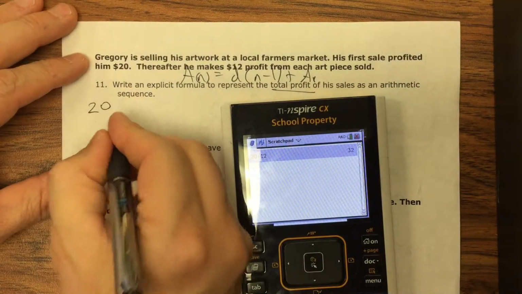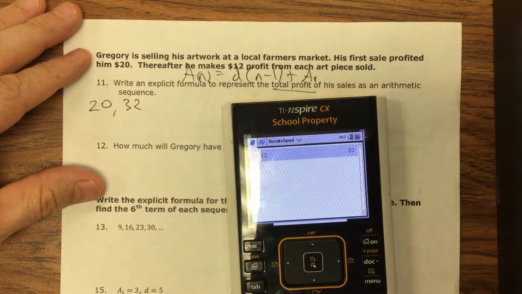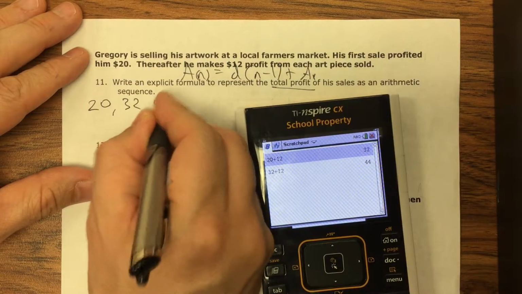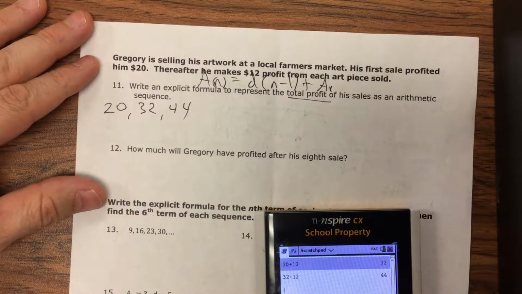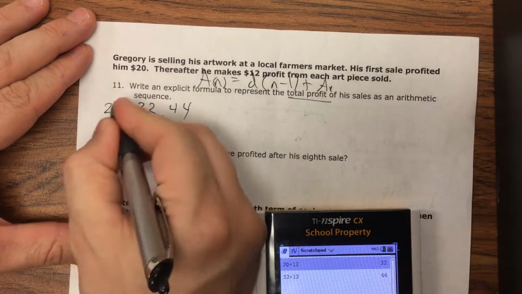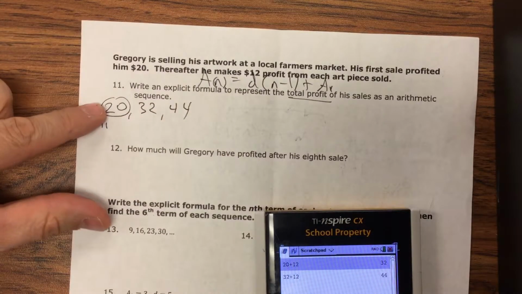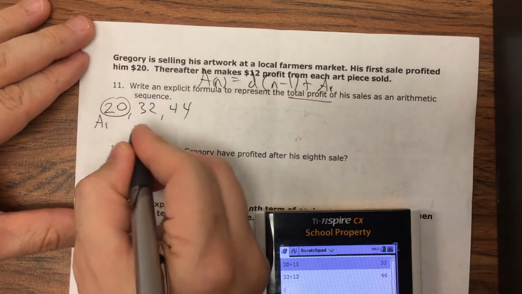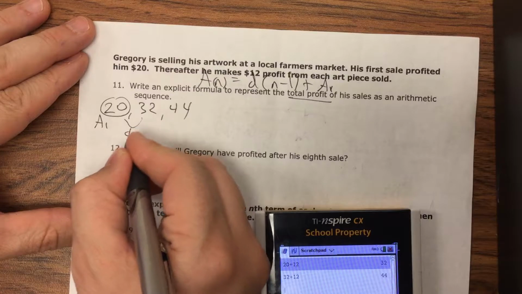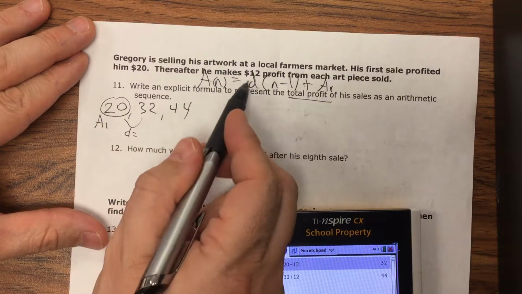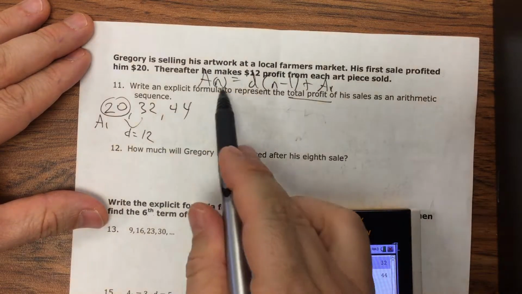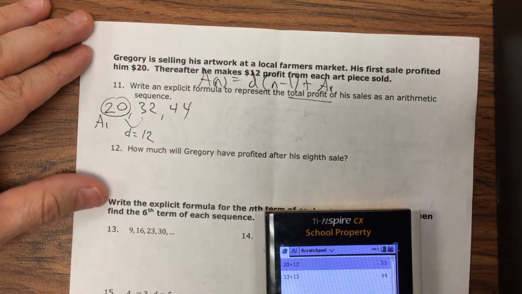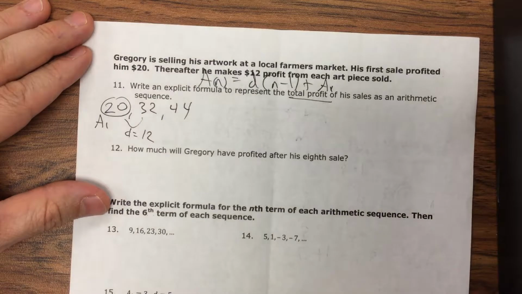My next number would be 32. Plus 12. My next number would be 44, and so on. So there is a list there, but we don't really need to make a long list. We have what we need. We understand our a of 1 value is 20, and we understand our common difference is 12, because that's how much it's going up each time.